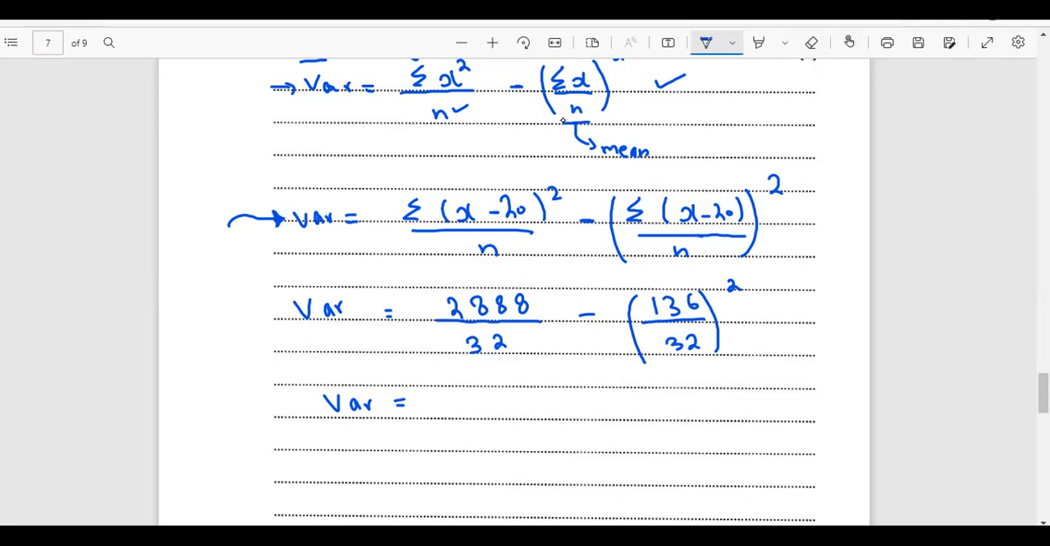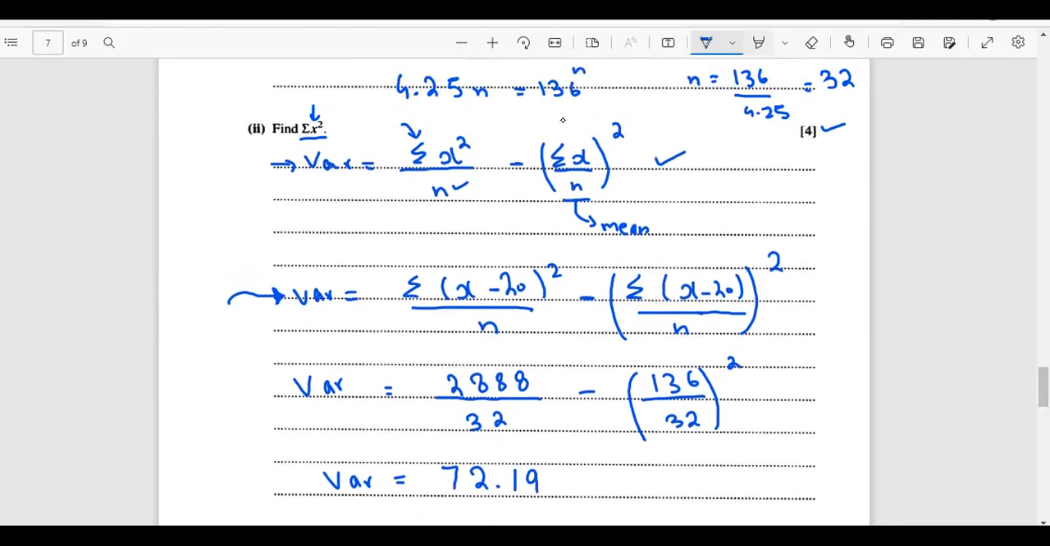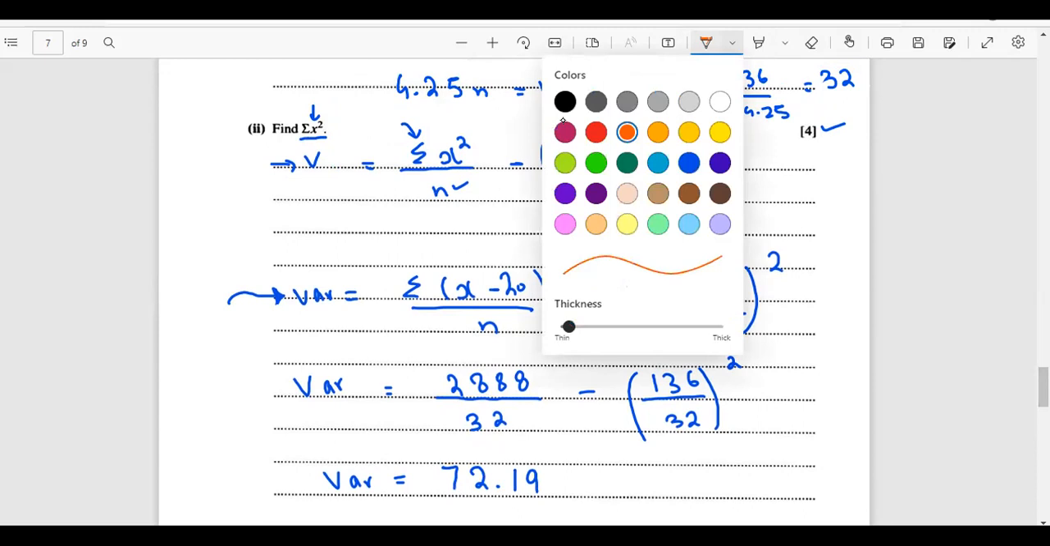Yes, Ashal, what is the variance? 72.19. Very good. Okay, now we have the variance. So we can use this formula directly. Let's write it down as it is.